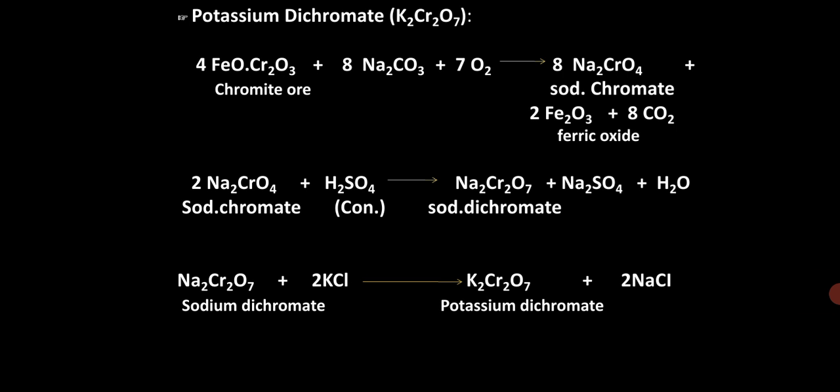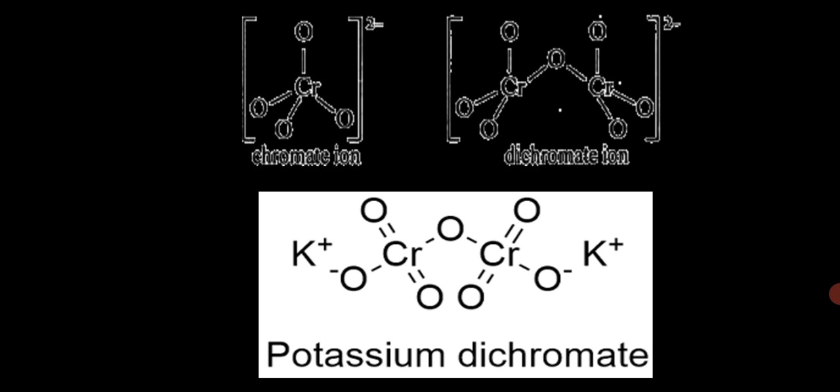Fine. This is how we prepare potassium dichromate. Three steps are there. First is roasting, second is reaction with acids, conversion of chromate into dichromate, and the third is conversion of sodium dichromate into potassium dichromate. I hope you understood. Now, potassium dichromate forms orange crystals. You can see the structure here, the chromate ion and the dichromate ion, very clearly on the screen.